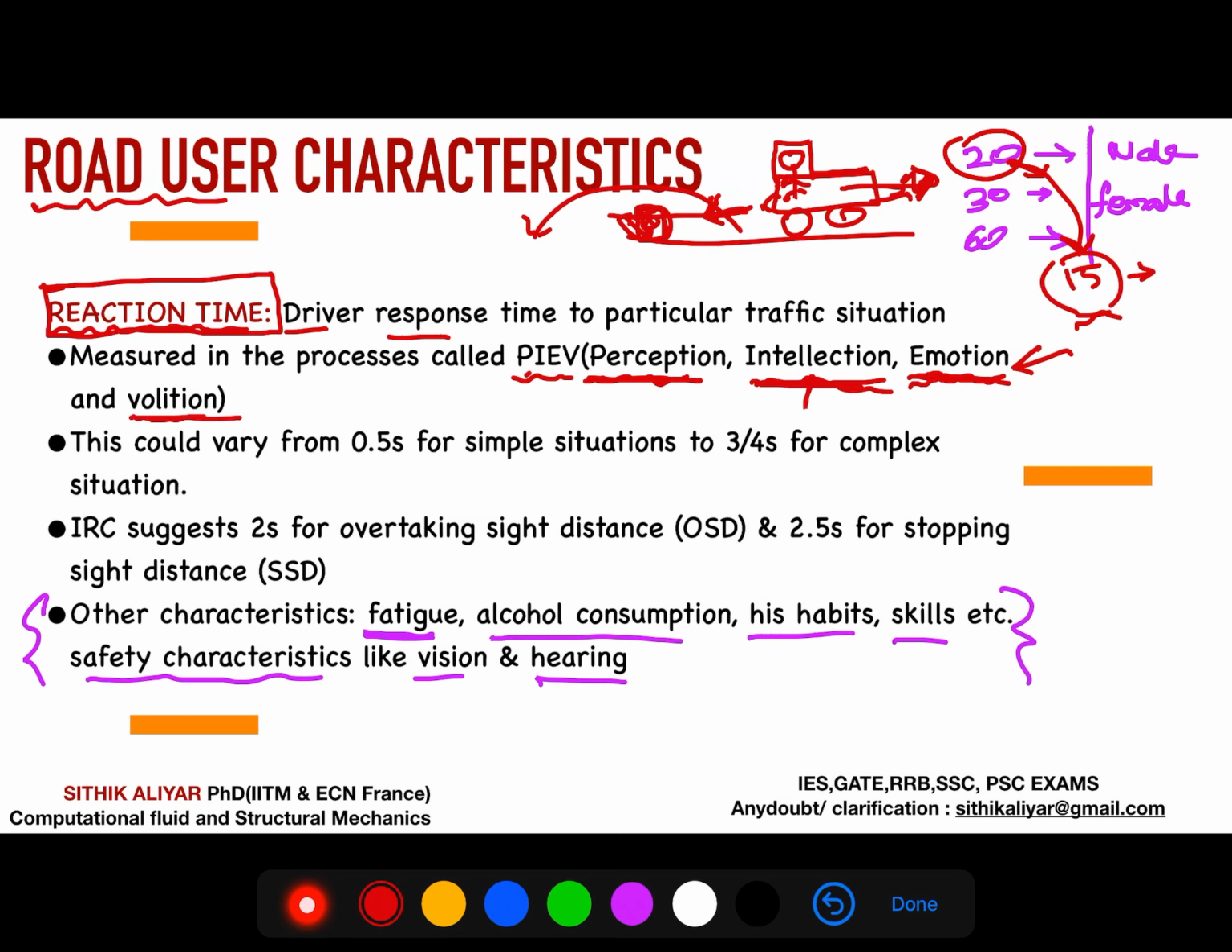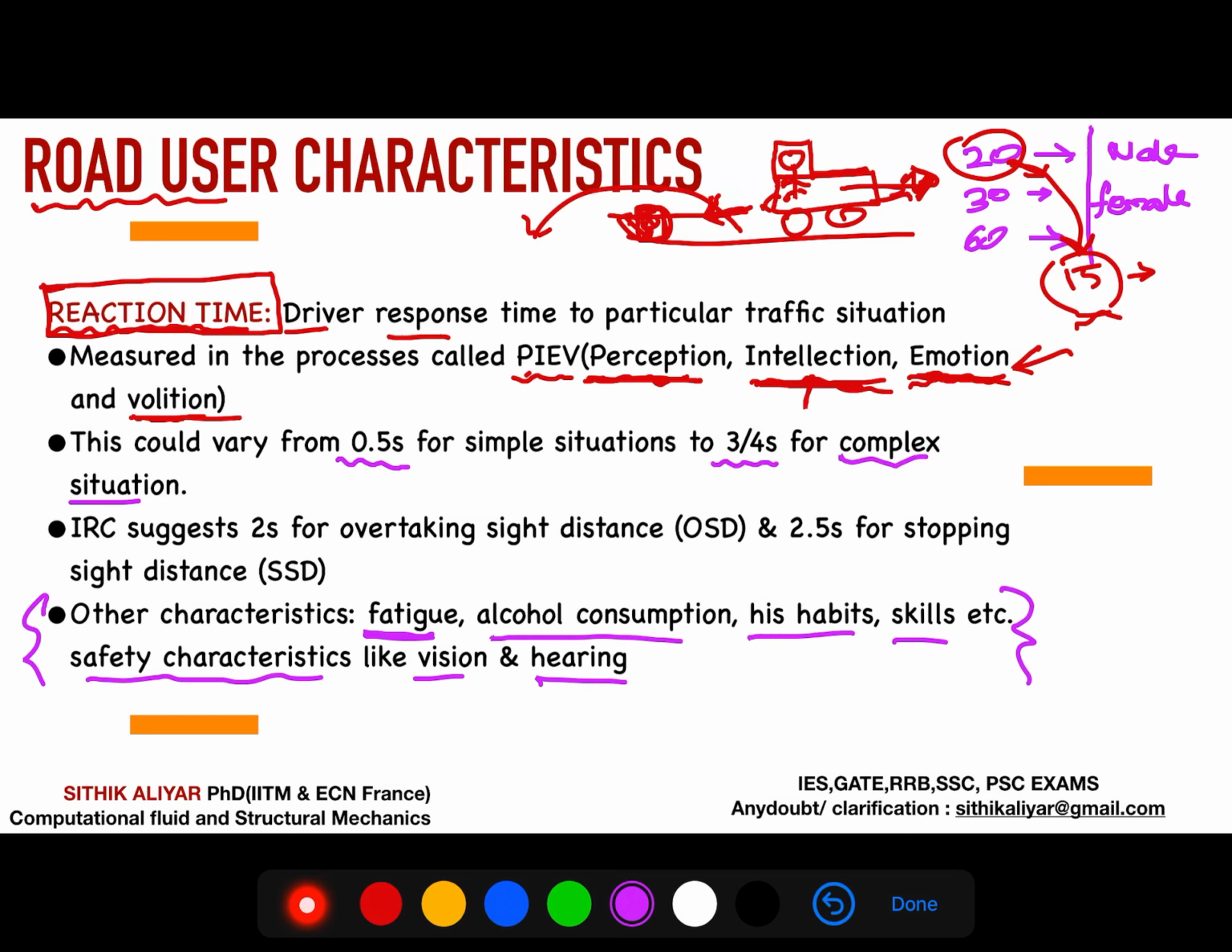PAEV is: I am seeing the object, I am bringing my past incidents, I will bring my emotions to that incident, and then I will decide what to do. Okay, so this is the PAEV. This is the total reaction time of any type of driver, whether he is under alcohol consumption, habits, anything. Based on different users it can vary. If he is a very good driver with very good concentration on the road, maybe he will react in just 0.5 seconds, or it will take 3 to 4 seconds for a complex situation.